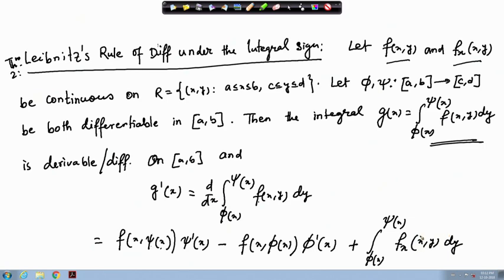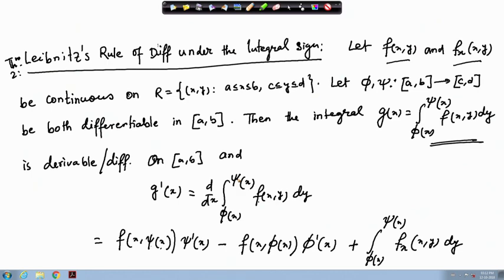Now, let us see whether this Leibniz rule of differentiation under the integral sign is valid when the limits are constant. If I substitute phi equals a and psi equals b, then b is constant, so psi'(x) will be 0, and phi is constant, so phi'(x) equals 0 as well. So the first two terms will vanish, and we are left with the integral from a to b of the partial derivative of f with respect to x, dy.